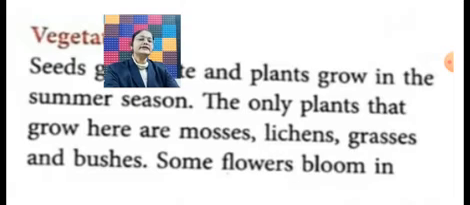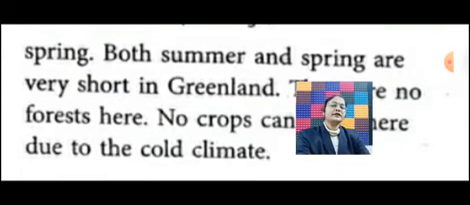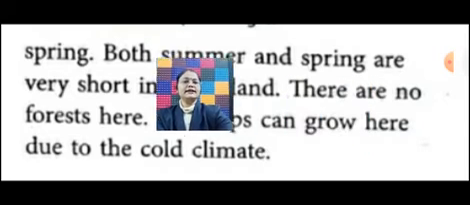Seeds germinate and plants grow in the summer season in Greenland. The only plants that grow here are mosses, lichens, grasses and bushes. Some flowers bloom in spring season. कुछ flowers spring season में bloom होते हैं. Both summer and spring are very short in Greenland. That means both seasons, summer season and spring season, are very short in Greenland.